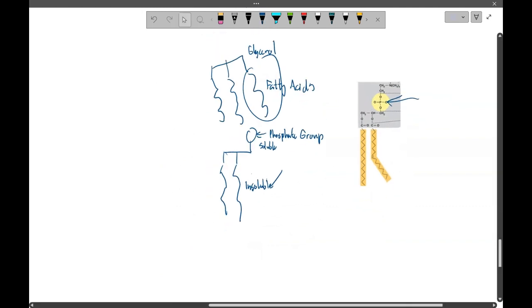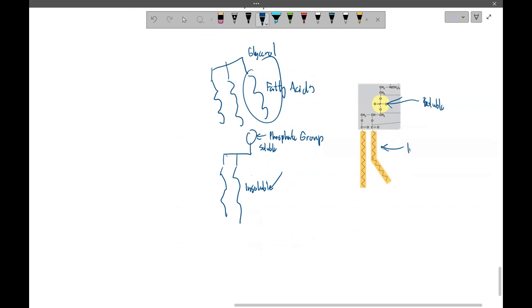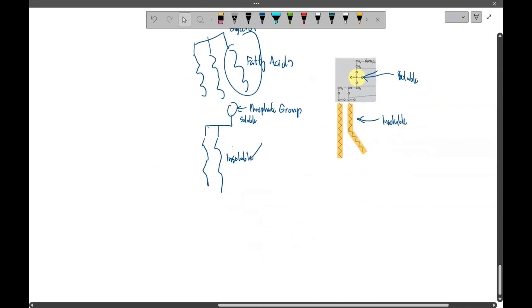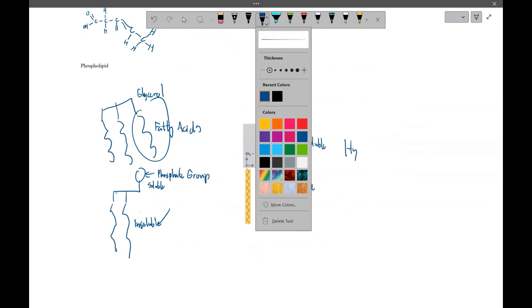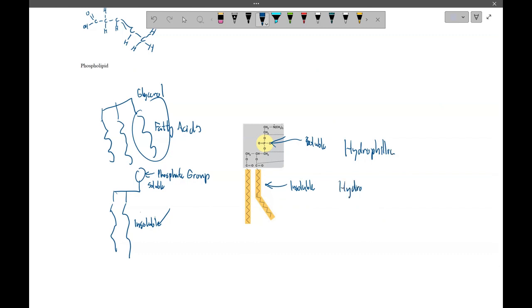And what happens, because this thing is soluble in water, while these aren't, so these are insoluble, you end up with a molecule that's partially soluble. Half of it is soluble, half of it is insoluble. And the implication is that this part is going to be hydrophilic, or rather water-loving, which is just another word for soluble. And this part is hydrophobic.